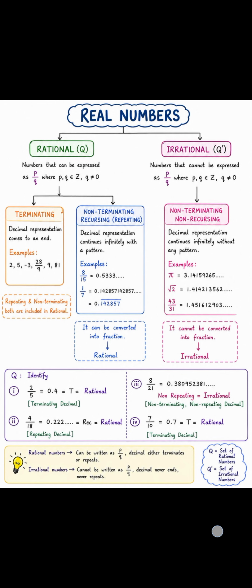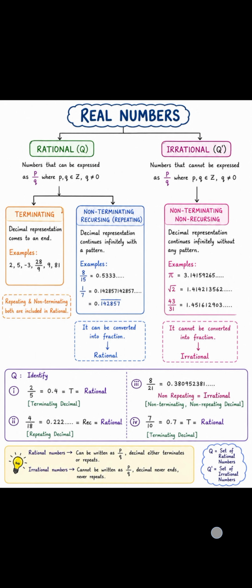We have a number 1 by 7. Now 1 by 7 means 0.142857. 142857 is repeating again and again. So we get an infinite pattern. So this is called a repeating or recurring non-terminating decimal. Such types of numbers can be converted into fractions and these numbers are called rational numbers. When we get a pattern, the repeating numbers, those numbers are called rational numbers.